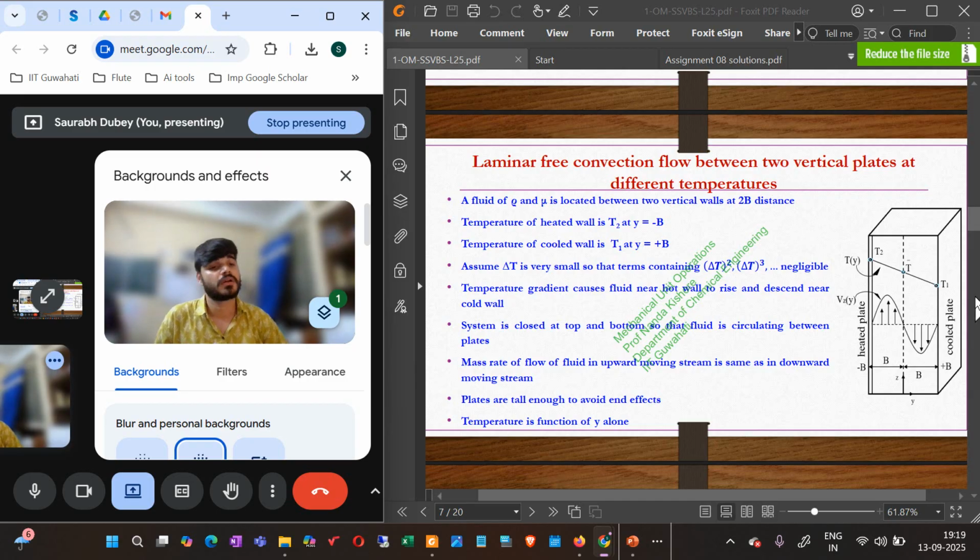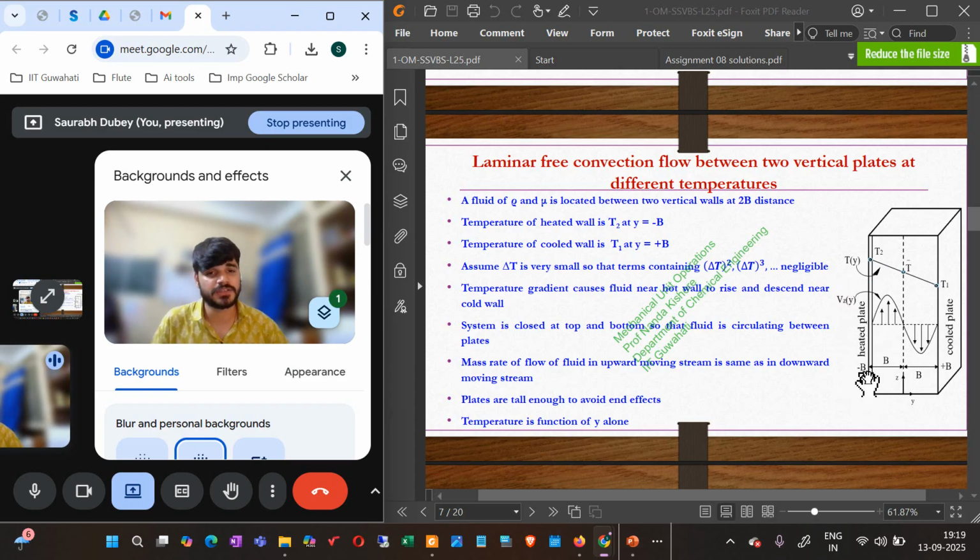And this velocity profile, for the time being, has been considered like this, but it may be something else. It is just that you have to actually find out, right? So a fluid of density rho and viscosity mu is located between the two vertical plates at a distance 2b, right? The temperature of the heated wall is T2 at y equals minus b, and the temperature of the cooled wall is T1 at y equals plus b, right? y equals plus b is T1, y equals minus b is T2.